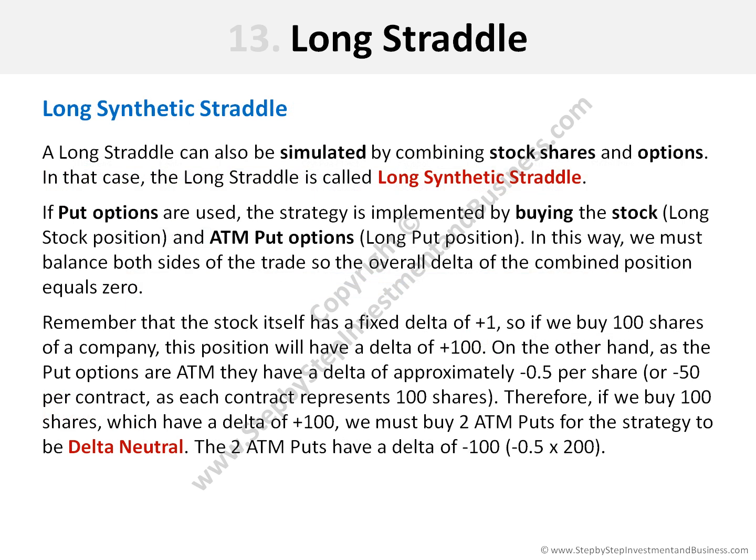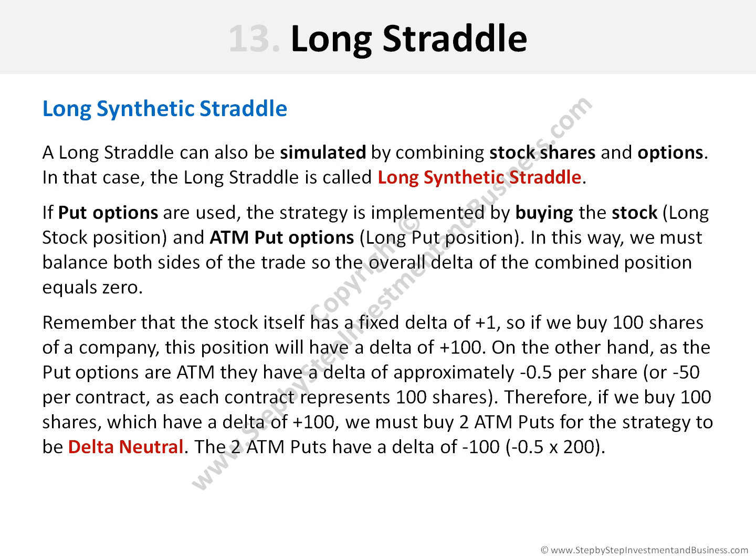Before finishing this chapter, we will see what is known as the long synthetic straddle. A long straddle can also be simulated by combining stock shares and options. In that case, the long straddle is called a long synthetic straddle. If put options are used, the strategy is implemented by buying the stock, that is, by taking a long stock position, and buying at-the-money put options, that is, by taking a long put position. In this way, we must balance both sides of the trade so the overall delta of the combined position equals 0.